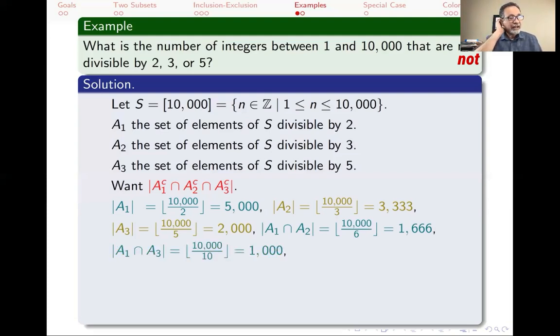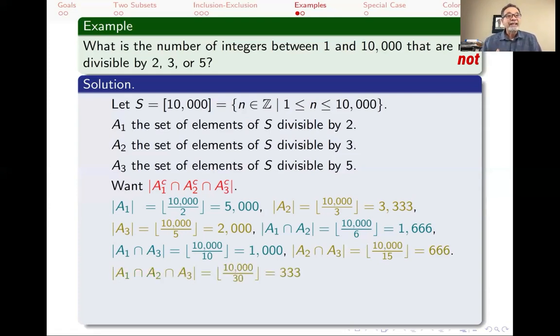divisions correctly. The numbers that are in A1 and A3 are exactly the numbers that are divisible by 2 and 5, and that's the numbers that are divisible by 10. So there's 1,000 of them. How many numbers are divisible by 15? A2 and A3, and there's 666 of them in that range. And finally, how many things are divisible by 2 and 3 and by 5? 2 times 3 times 5 is 30. So how many numbers are divisible by 30? And there's 333 of them.